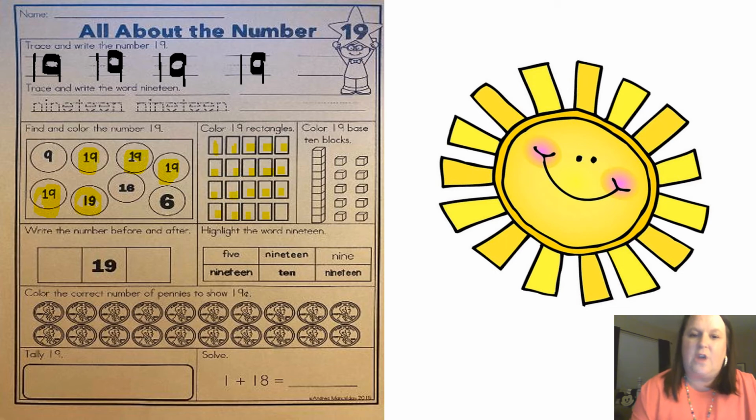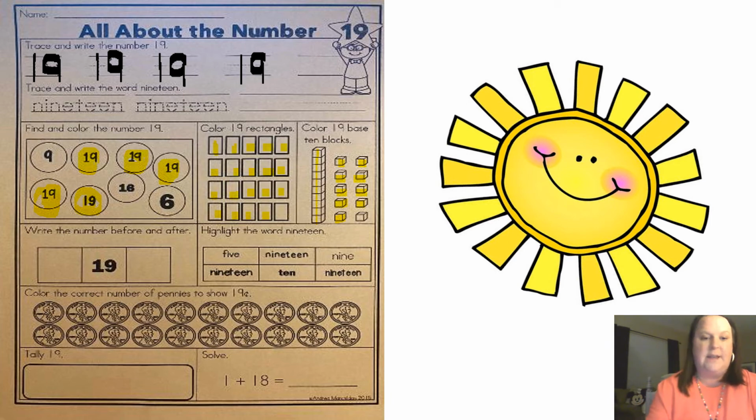Okay, we're looking at the color blocks right here. We know that when we have a stack like this, that's always 10, so we're going to color all of those. That gives us 10. We need 9 more to get to 19, so we 11, 12, 13, 14, 15, 16, 17, 18, 19. So we have one block left over too.